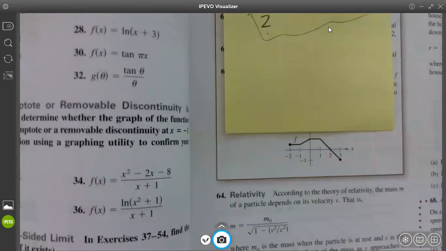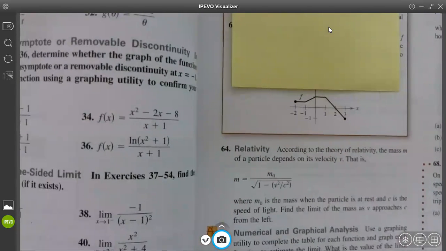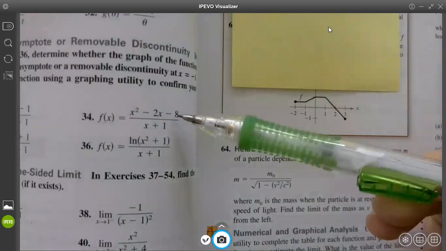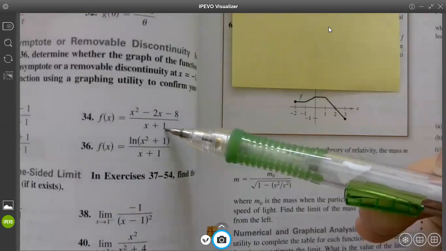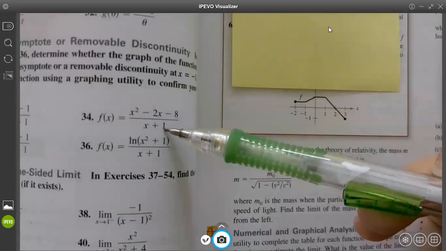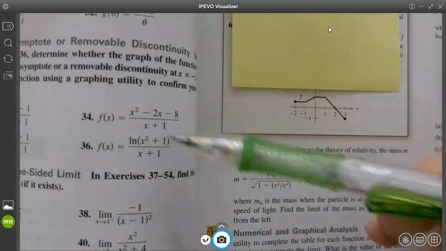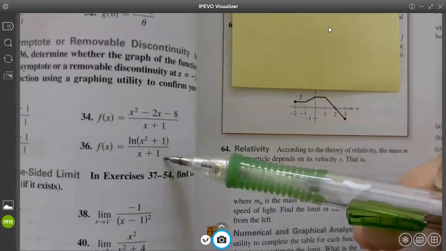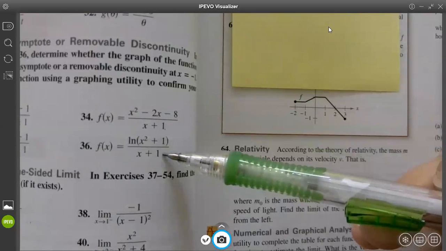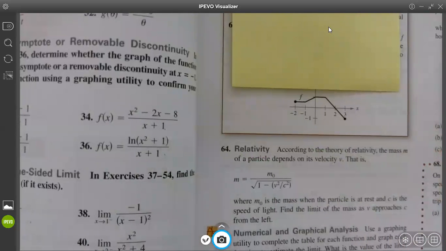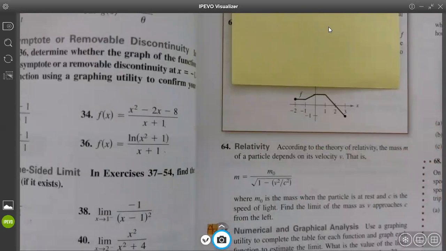Okay. Look at 34. Where's your vertical asymptote? -1. -1. Is it removable or non-removable? If we factor the top, can we mark out the bottom? No, we're not going to use a factor of 1. So this one is non-removable at -1. Non-removable at -1. Yes, ma'am. Both are non-removable.